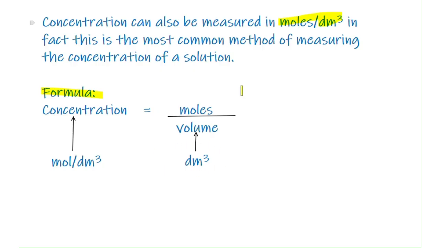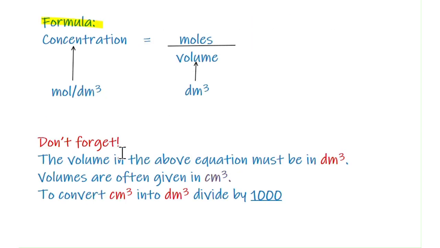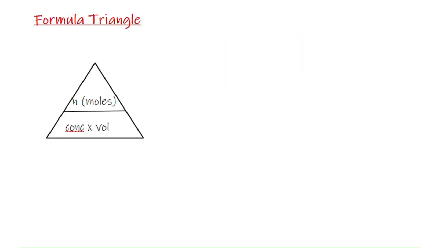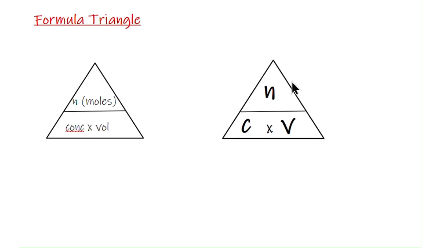Don't forget the volume in the formula must be in decimeters cubed, so we convert by dividing by 1,000. So let's have a look at a formula triangle. Now this one is displayed here, the moles, conc, volume. But there's a more familiar way of remembering this as it rolls off the tongue, NCV. N for the number of moles, C for conc, V for volume, NCV.